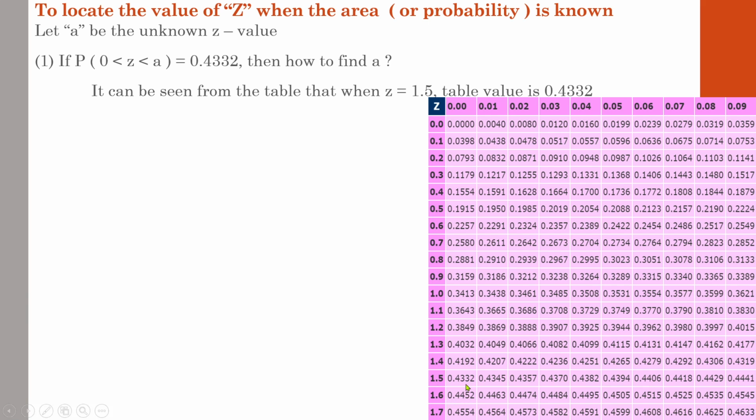exactly similar to this one. In that case, you need to find a value closer to that. For example, let this number be 0.45. So if you look for 0.45, see, the value was 0.45. That means 0.4500. Okay, but in the table it is written 0.4505.